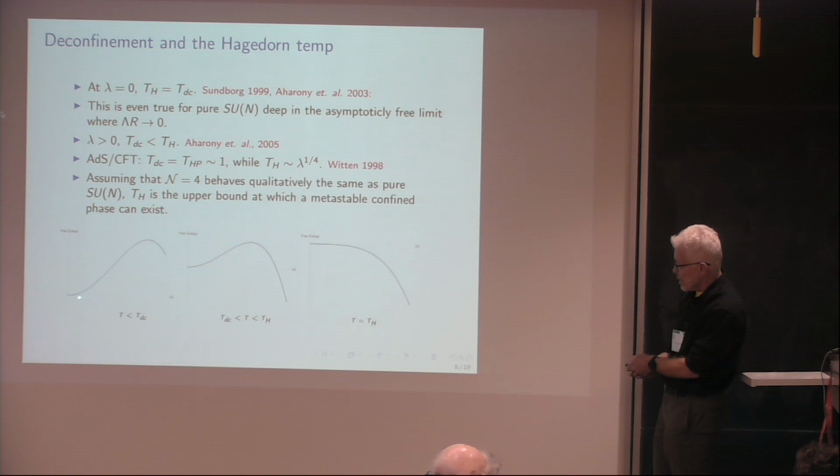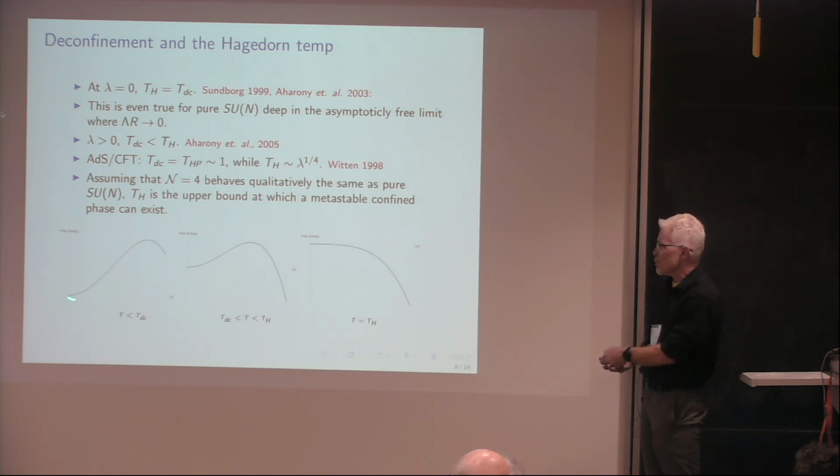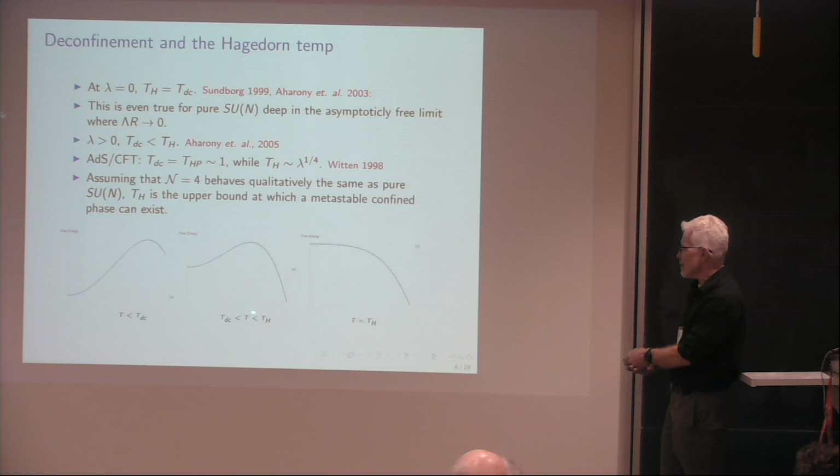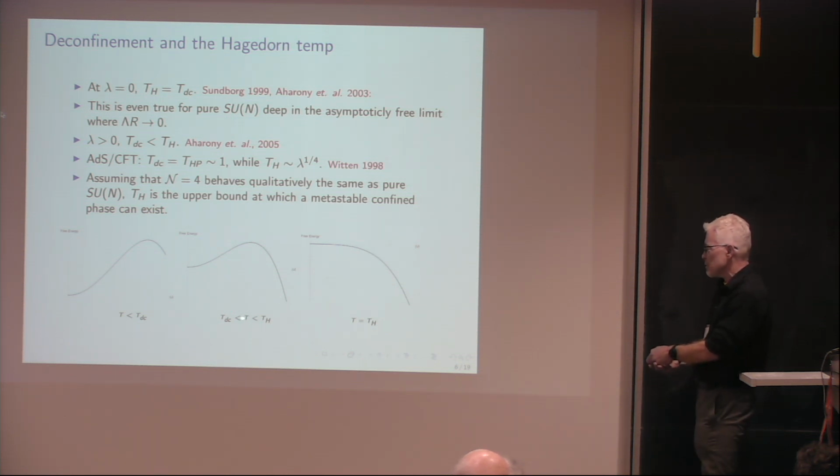And so if T is less than the deconfinement temperature, then the minimum would be up here, and this has lower free energy. So here we're in the confined phase. If T is between the two, then we would have a plot that goes up and then comes back down, and this is lower free energy than that. So the deconfined phase would be when the temperature is greater than deconfinement but less than Hagedorn.